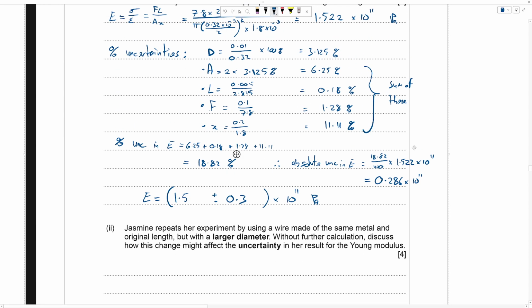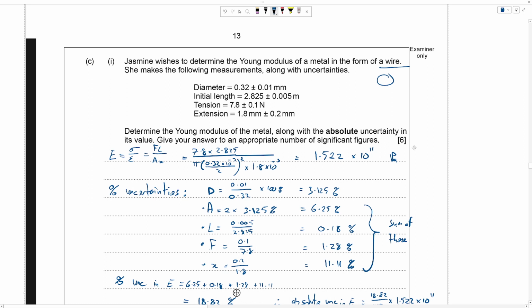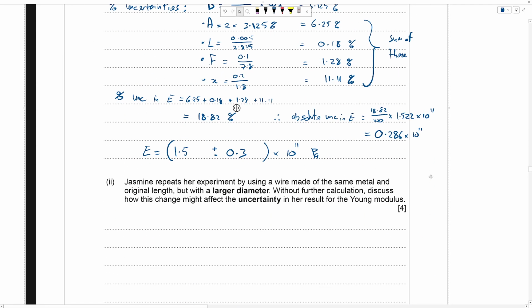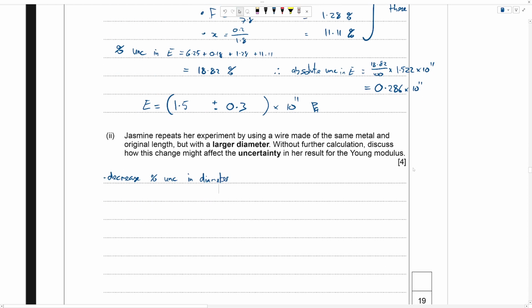So let's go back up. If we use a larger diameter, if we go back and look at this, this diameter has been measured to a resolution of 0.01. So if we use a larger diameter, we will decrease the percentage uncertainty in the diameter. So that'd be the first thing to say. That's going to make quite a significant difference then to cross-sectional area, because the cross-sectional area has double the percentage uncertainty. So we'll get a significant decrease in that.